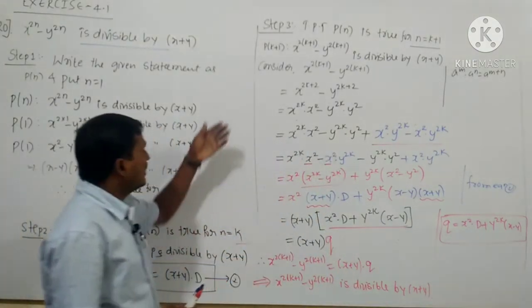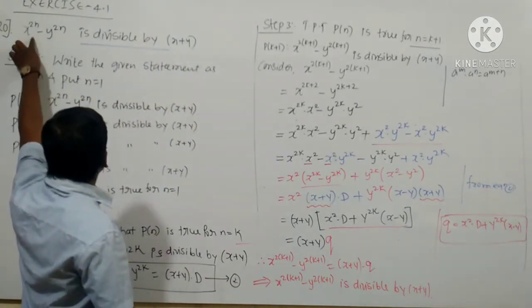Because in a third step, in the place of n, we should have k plus 1.